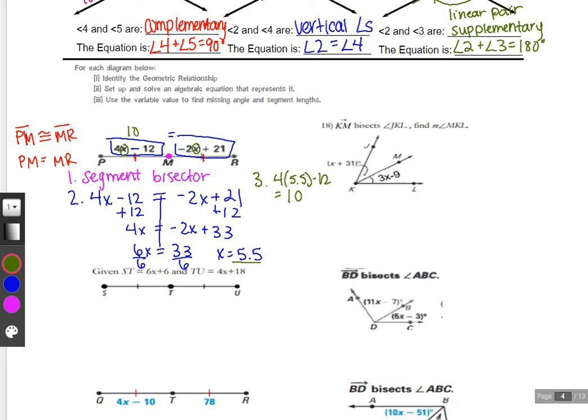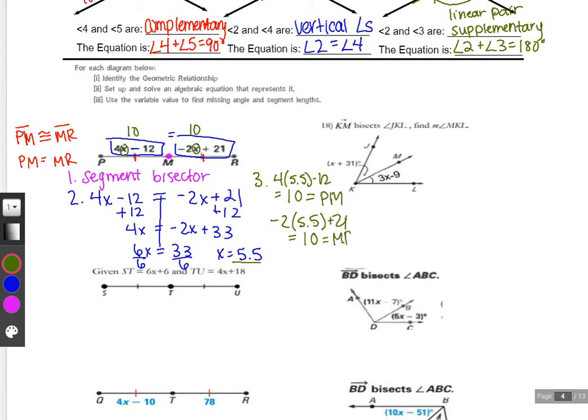So let's go ahead and plug in. Let's see what we get. So negative 2 times 5.5 plus 21. So that should come out to, so that also comes out to 10. Which means that the value 5.5 works for x. So this was the value we got for PN, and this was the value we got for M.